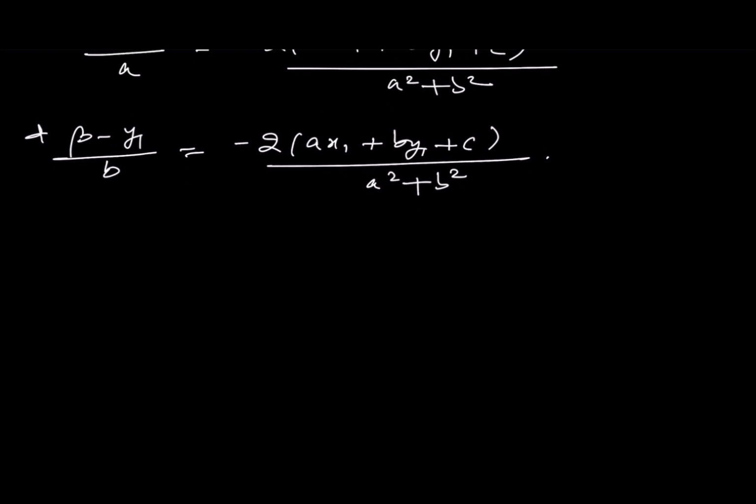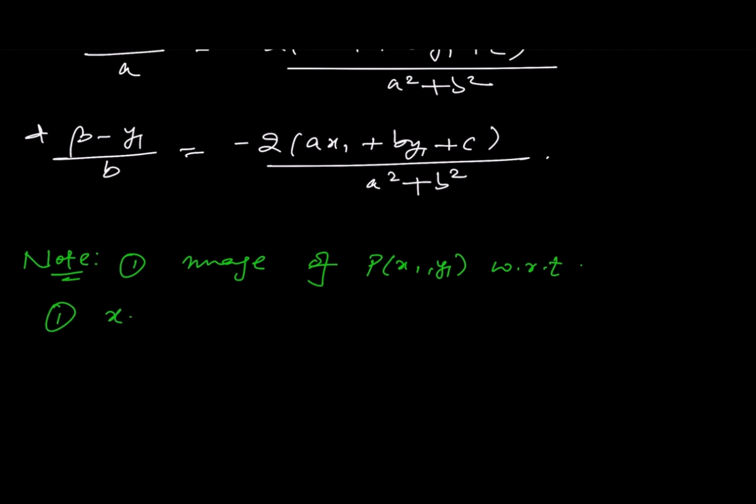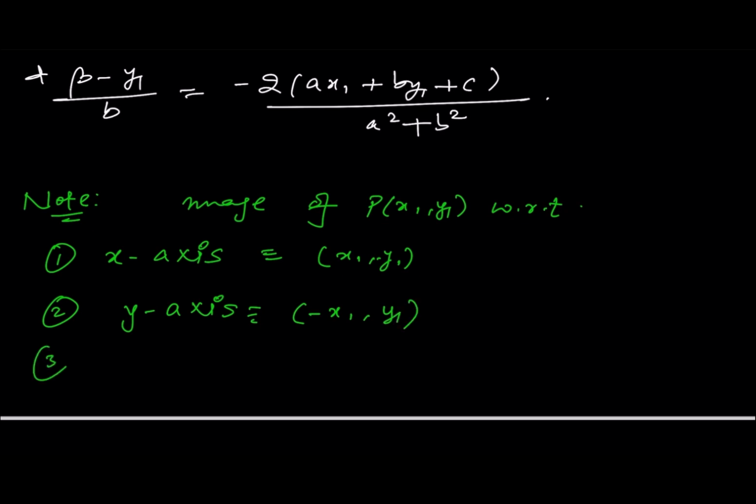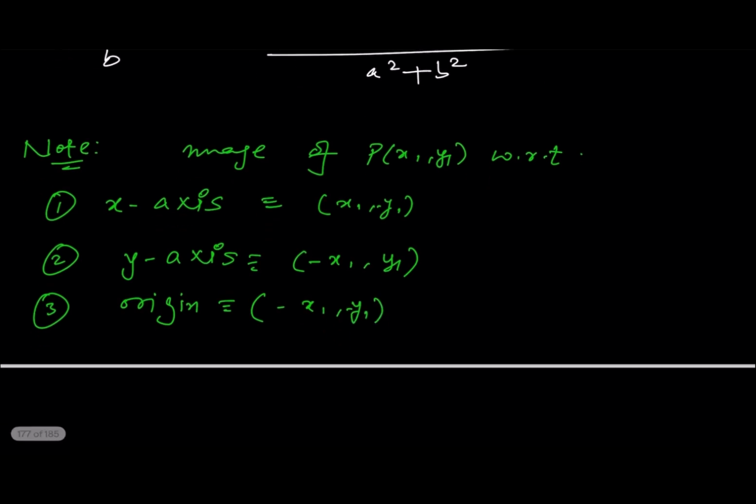Okay, make note: image of P(x1, y1) with respect to first, x-axis is (x1, -y1); second, about y-axis the image will be (-x1, y1); third, about origin it is (-x1, -y1); and fourth, about the line y = x, it is (y1, x1).